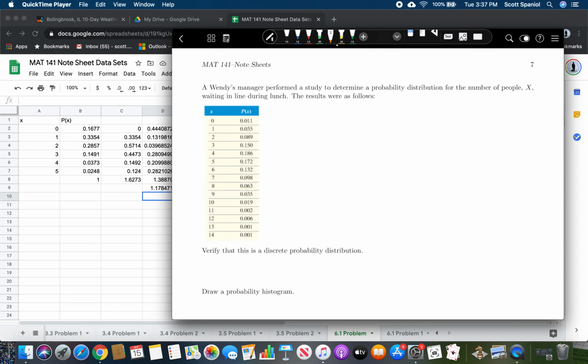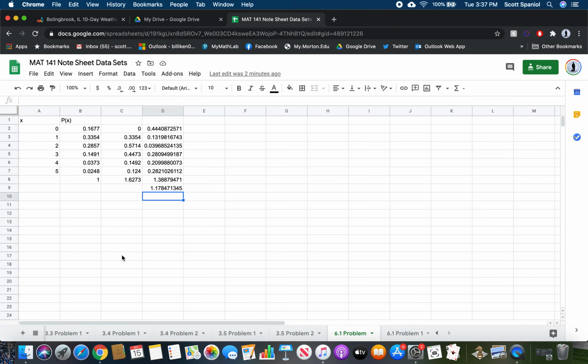Okay, so at this point, I don't have this data currently entered in the sheet, but I'll add it here in a second while you guys work on this. Why don't you guys go ahead and pause the video for a second, bring up problem number 6.1, problem number 2 in your Google Sheets, and then we'll go ahead and try this together. So you can try this in Google Sheets, and then once you're done trying it, unpause the video, and we'll go through these together.